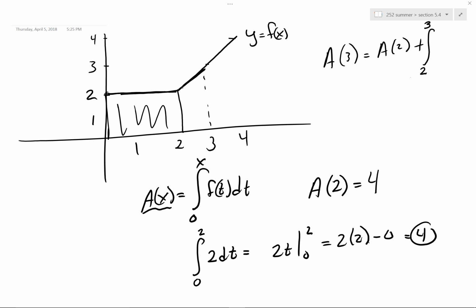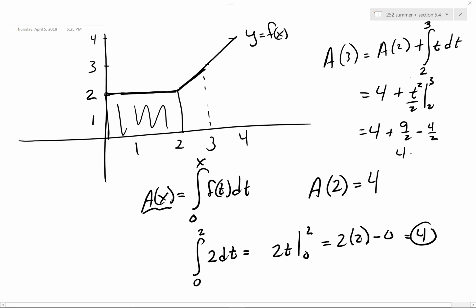Now this line here has a slope of 1. That means it's a linear function. Looks kind of like that. Are you with me? So we know this piece here is 4. That didn't change. Plus, this is going to be t squared over 2 from 2 to 3. So that's 4 plus 9 halves minus 4 halves. So 4 plus 5 halves should be 6.5, I think. That would be the area from here all the way back.